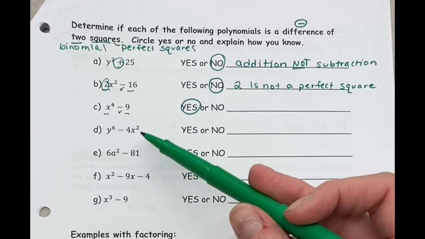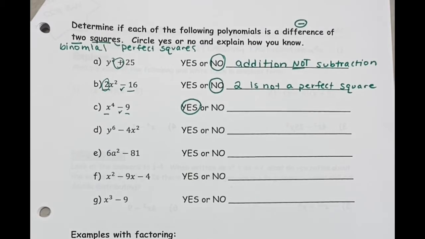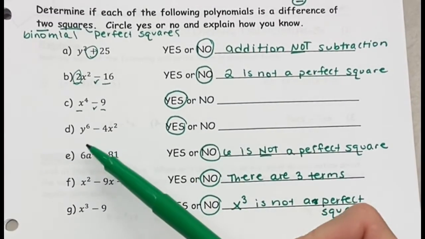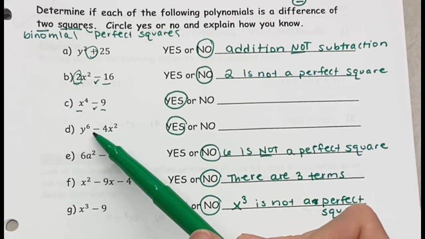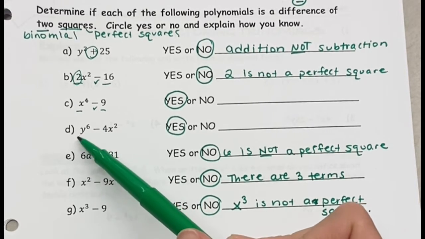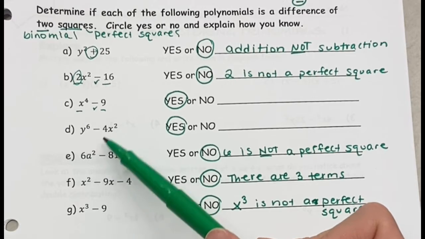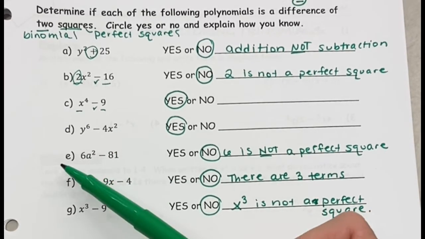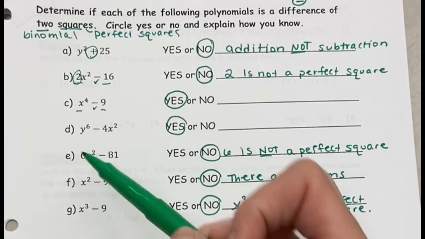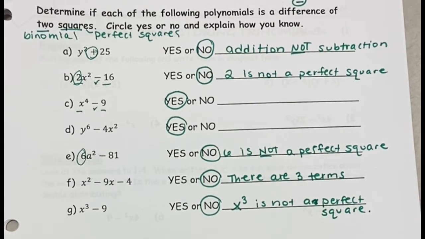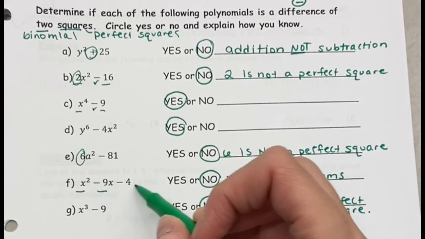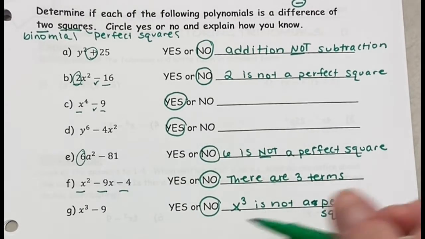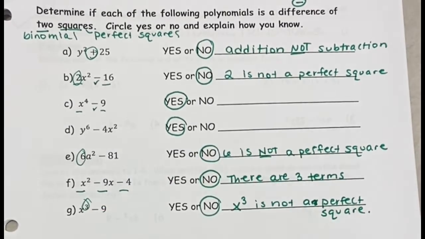So I'd like you to try D, E, F, and G and come back and check your answers. If I take a look here, letter D would be considered a DOTS problem because there's a difference, there's subtraction, two terms, and y to the 6th is a perfect square, 4x squared is a perfect square. Letter E would not be a DOTS problem because of this 6 here. 6 is not a perfect square. F would not be a DOTS problem because there are 1, 2, 3 terms there. And G would not be a DOTS problem because x cubed, 3 is not even, so that means it's not a perfect square.